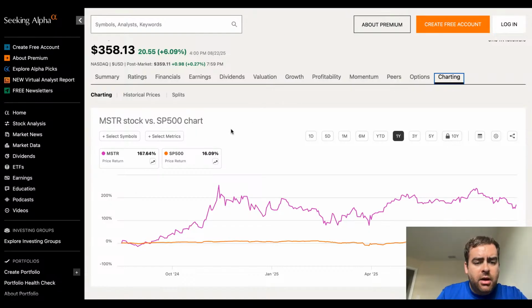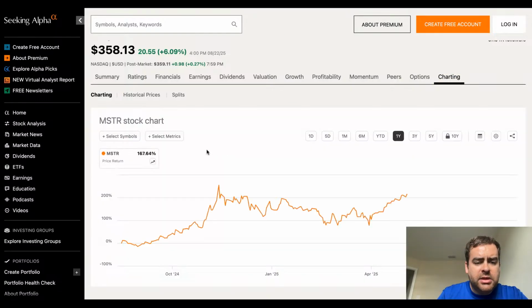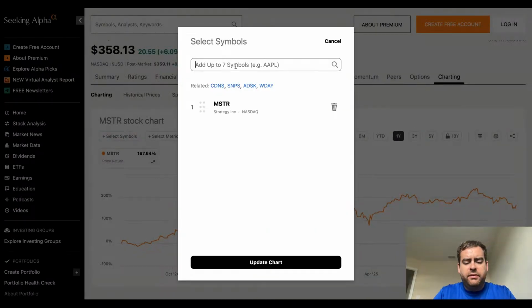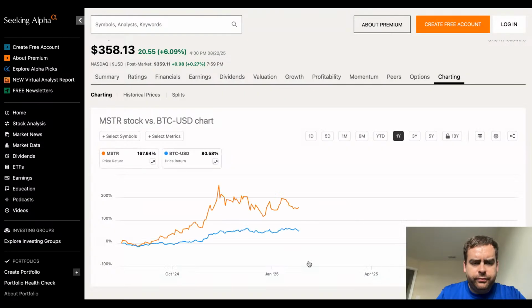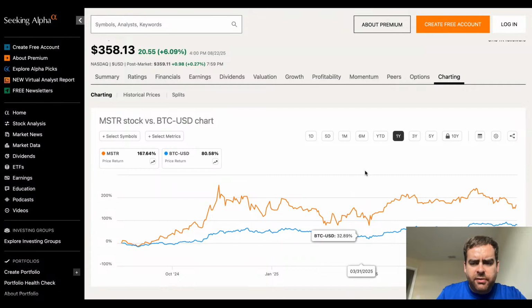Okay, so let's get rid of this pesky S&P 500 because obviously dividend investors, we don't care about that. Bitcoin, we might care about Bitcoin. Okay, here we go. All right, so it is outperforming Bitcoin.